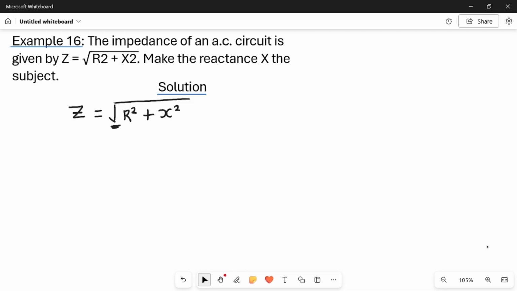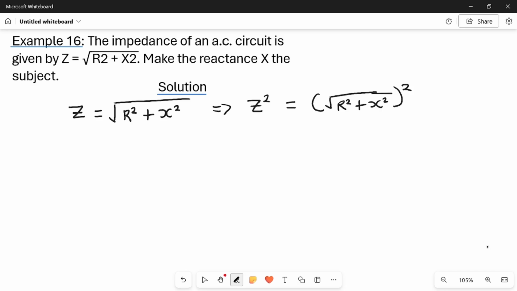How do we eliminate it? We eliminate it by squaring both sides. So if we square both sides, we'll have that Z square will be equal to, if we square Z and we square the other side, we'll have R square plus X square, all squared.